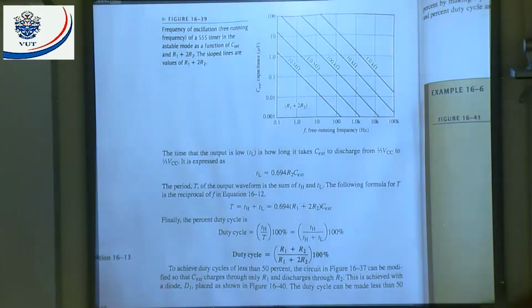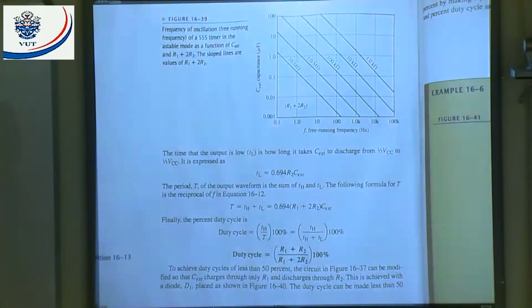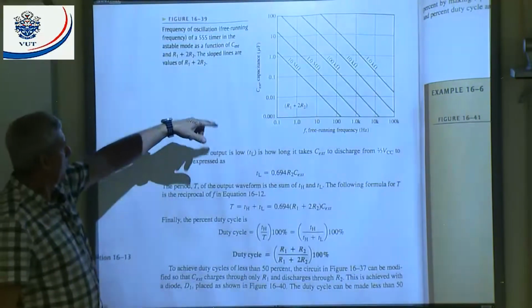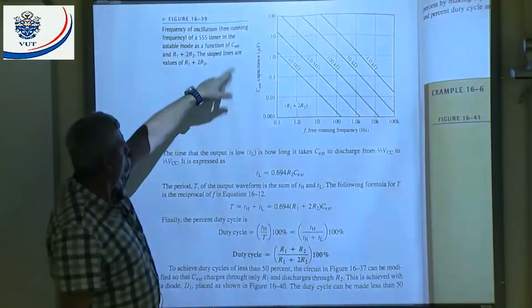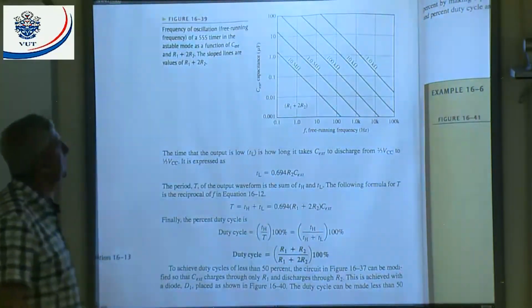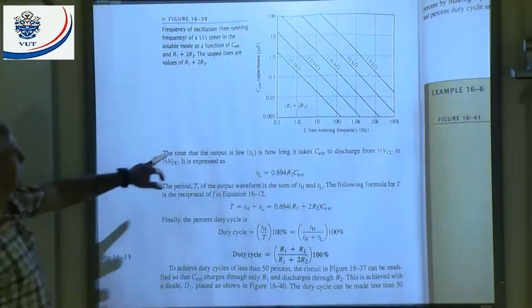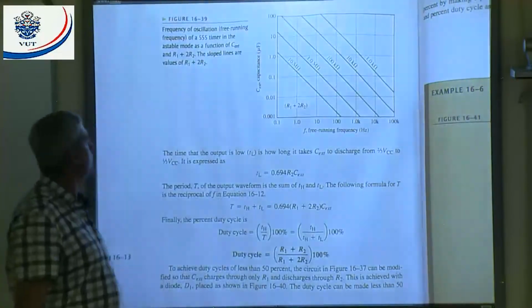There's the formula for the low state, 0.964 times R2 times C external. You can also use that graph here, where you have your external capacitance and your free running frequency, and then you can go and read it off. Also with those values, you see they say it's R1 plus 2R2.